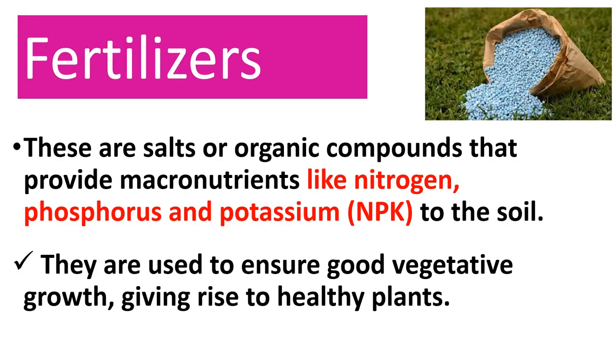Now let us move ahead to fertilizers. What are fertilizers? Fertilizers are salts or organic compounds that provide macronutrients like nitrogen, phosphorus and potassium. Nitrogen is represented by N, phosphorus is represented by P, and potassium is represented by K. So that's why I have written NPK. So fertilizers provide NPK to the soil.